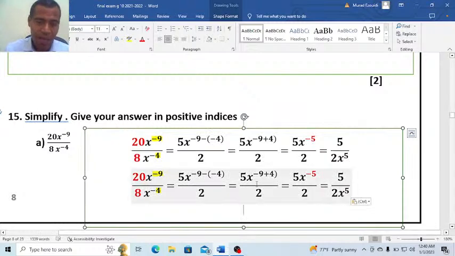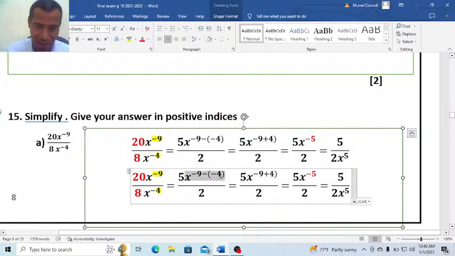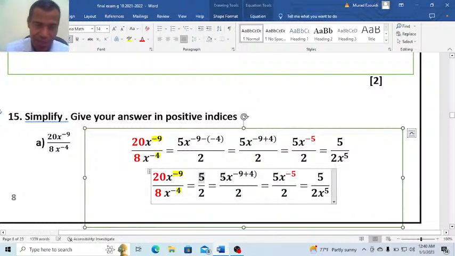Therefore, here it will be 5. Now I will replace this down. I will cancel it. This is x to the power negative 9. I will write it down.